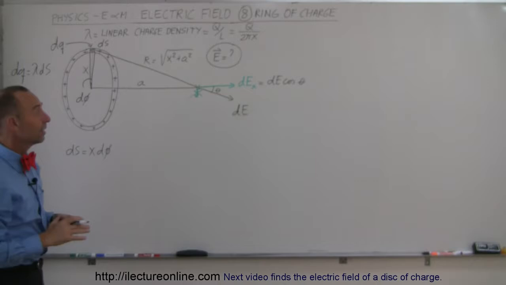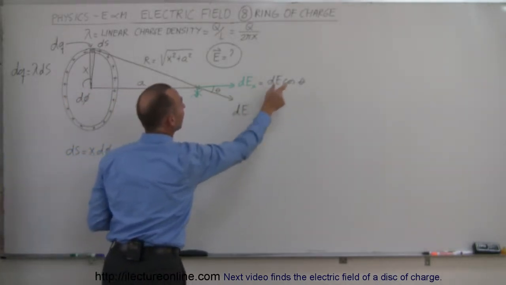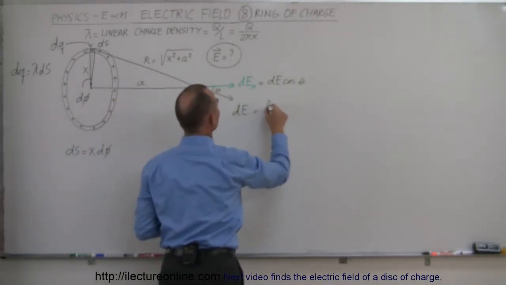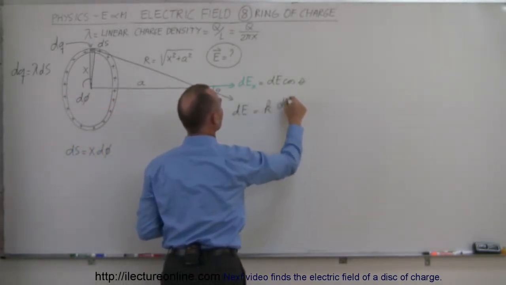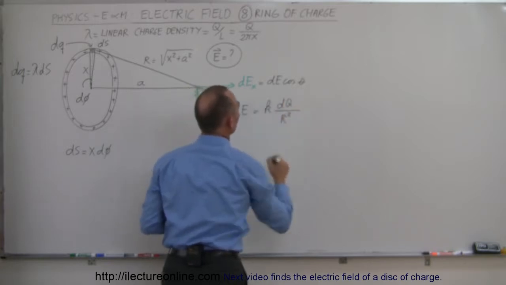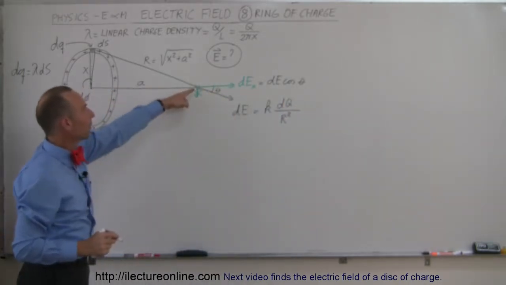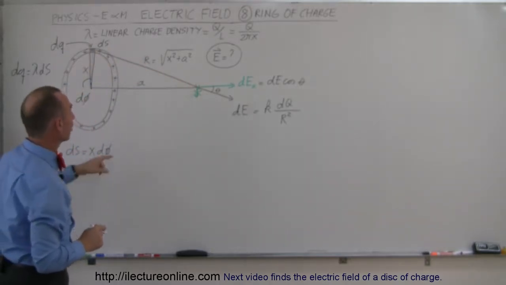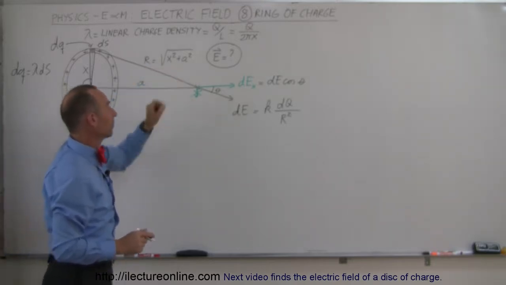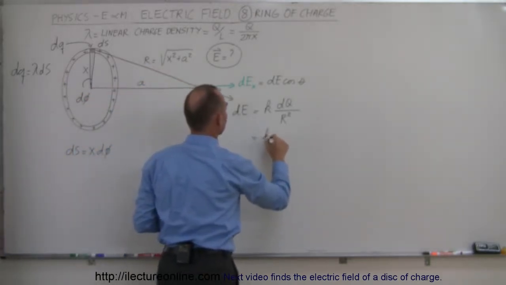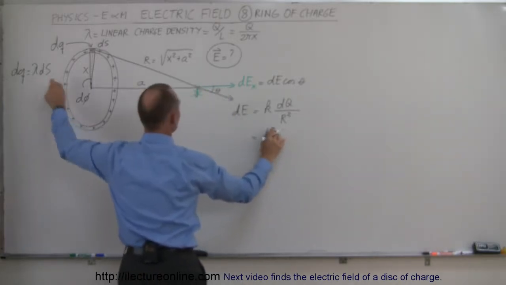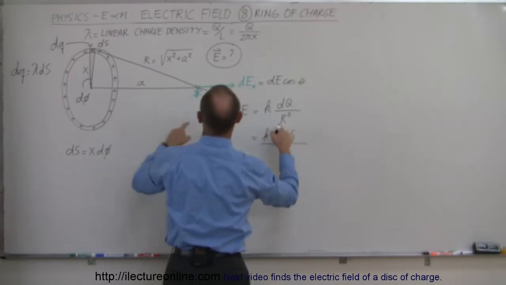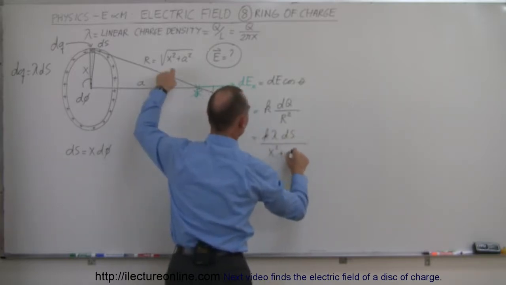Okay, now what we have to find is the magnitude of dE and what is the equivalent for the cosine of theta. Well, the magnitude of dE is going to be equal to k, the constant k, times the charge that causes the electric field divided by the distance squared from the point where I want to find the electric field to the charge that's causing that electric field. And since R squared is x squared plus a squared, I can say that this is equal to k times dq. Now dq is equal to the linear density times ds, divided by r squared, which is x squared plus a squared.